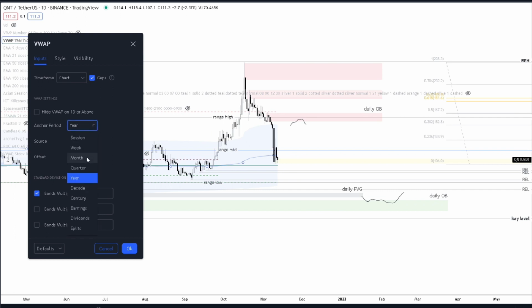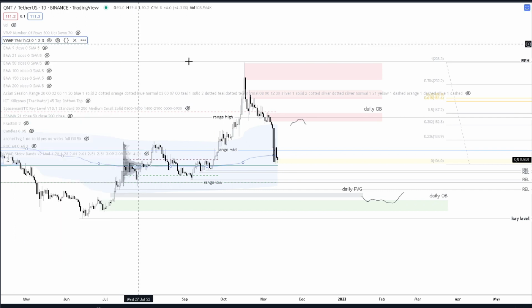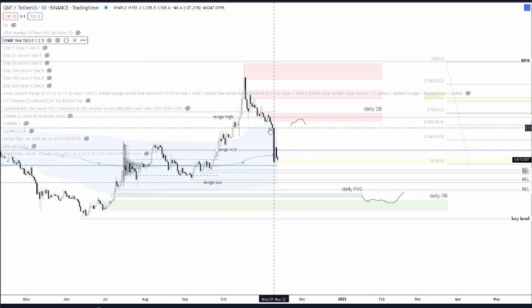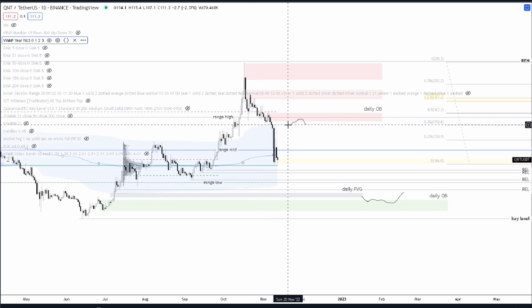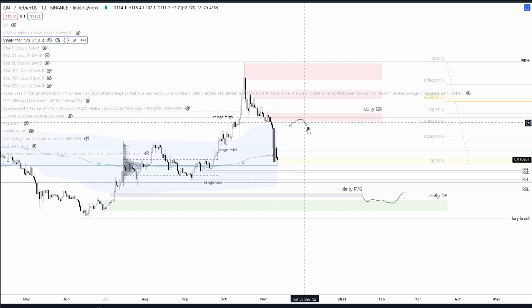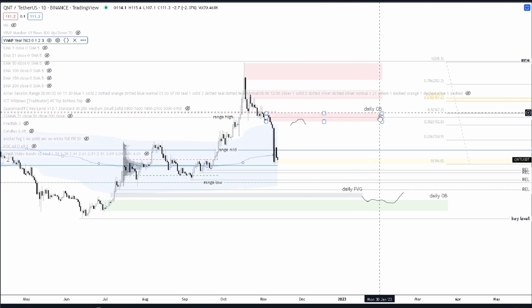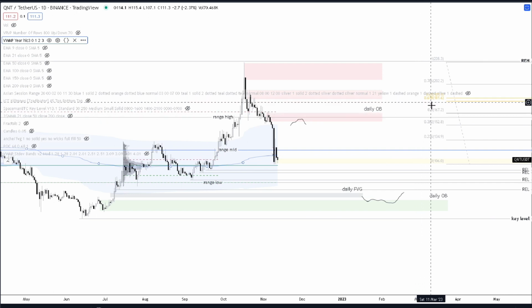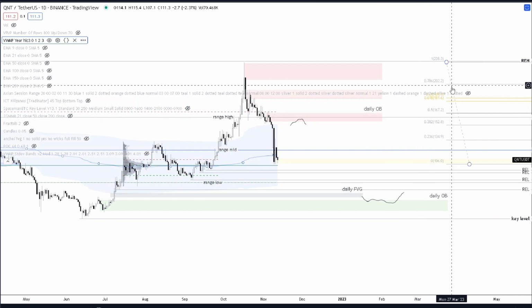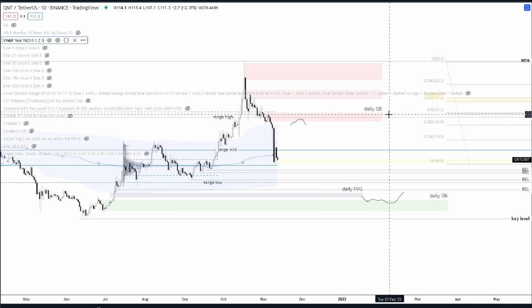Right now we have it on the year, and you can see that on the year, this is the deviation band, and the deviation band lines up with this daily order block on top of being near the 0.5 fib. The 0.5 fib is a pretty confluent area for price to retrace to as well. It's not as deep as the golden pocket or the 0.786, but it's not bad. So this is an area that I'd also be looking for.